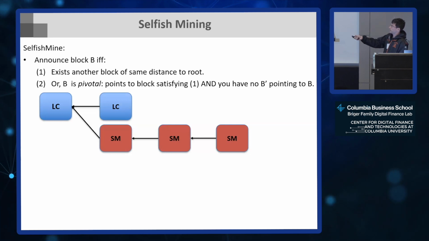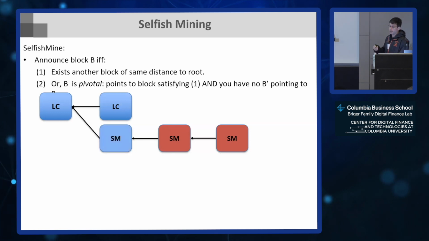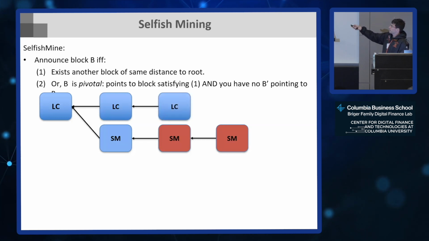At this point, you look at this and you say, oh my gosh, there's another block of the same distance to the root. I should broadcast because now that block is in danger. However, you still know that actually things are very safe. You have a lead of 2. You have some time before anyone can actually create a longer chain than yours. So now someone else creates another block of height 3, and that's going to trigger you to broadcast this one.